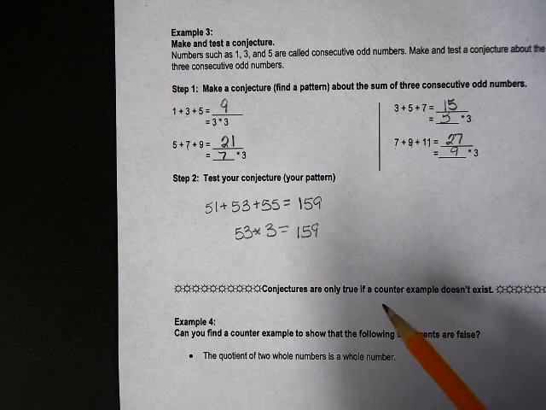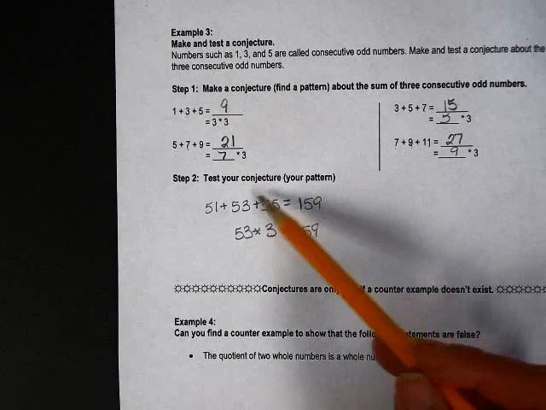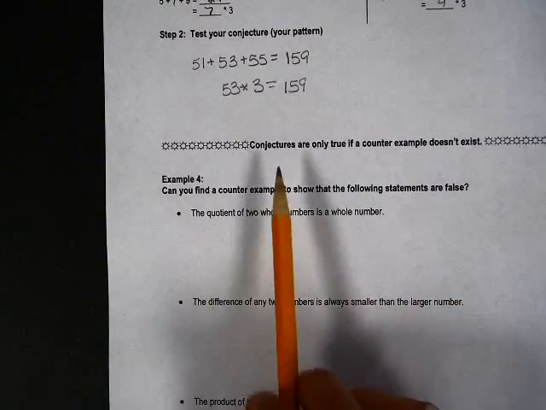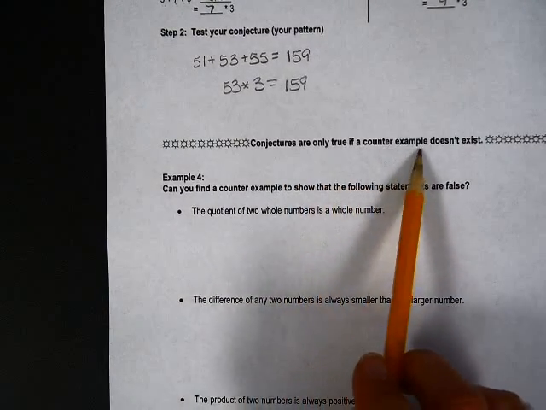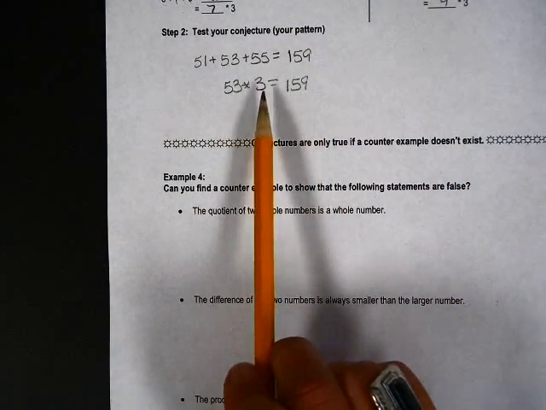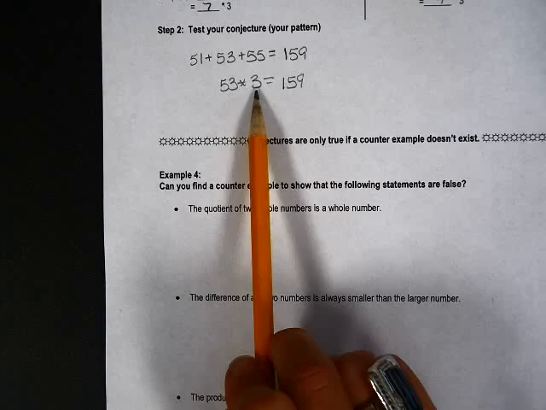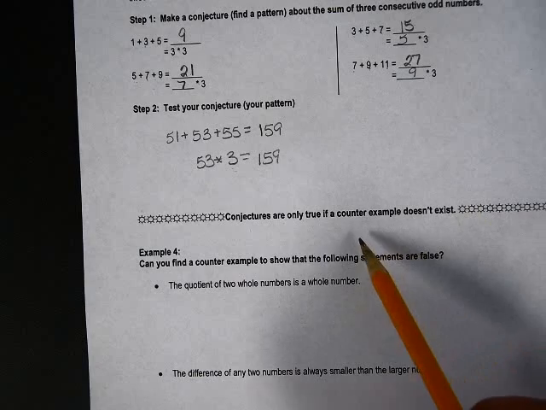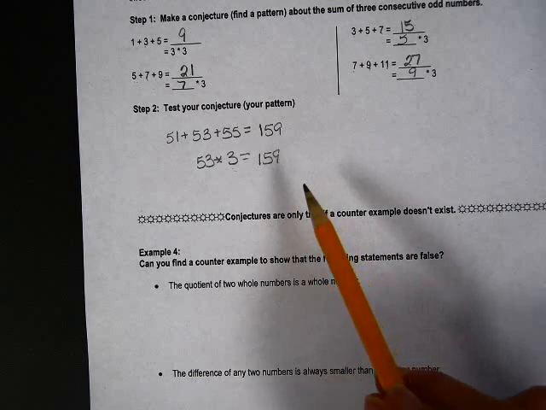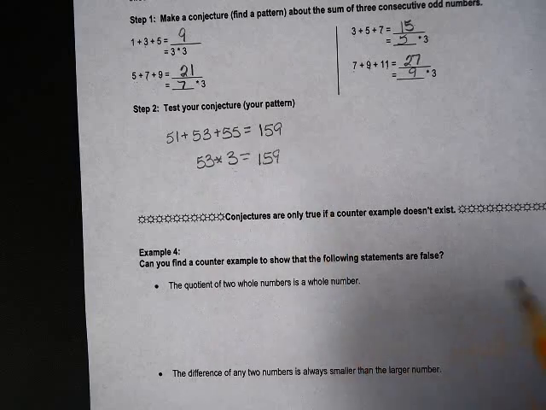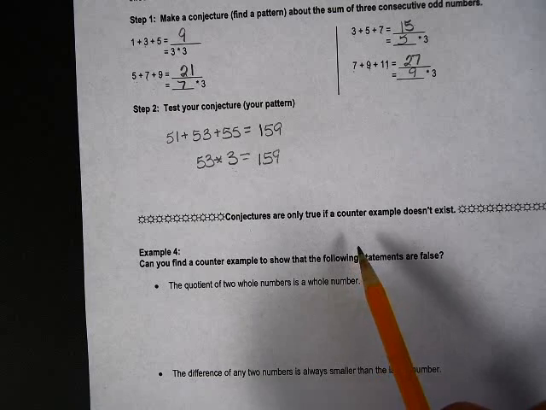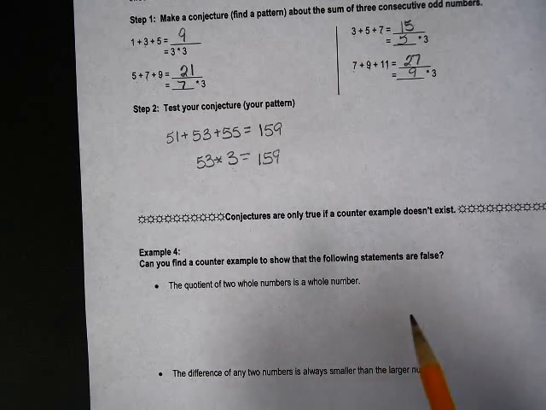If you want to keep going and try to prove that false, go right ahead. Otherwise, we can make this conjecture and say that it is in fact true because there are no false examples. All right. Conjectures are only true if a counterexample doesn't exist. You cannot find a counterexample to prove this theory false. So because of that, I can say that my conjecture is true. It's only not true if you can find one counterexample.